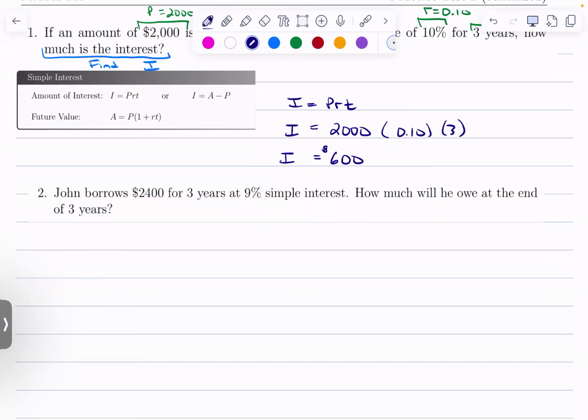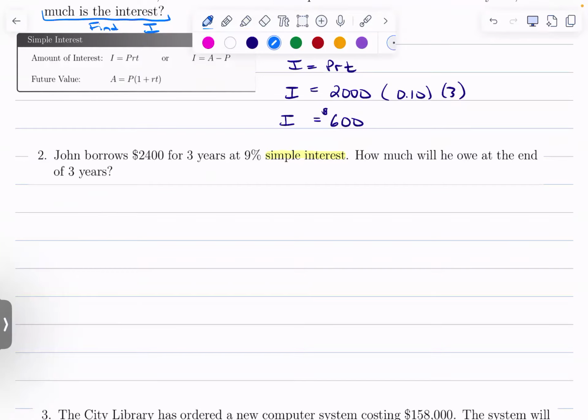Question 2. John borrows $2,400 for 3 years at 9% simple interest. I'm going to highlight that again because that's now going to be your job to keep track of, hey, is this simple interest or is it compound interest? Right? And so he borrows $2,400 for 3 years at 9% simple interest. How much will he owe at the end of 3 years? So how much will he owe? We want to find A, right? The accumulated amount.